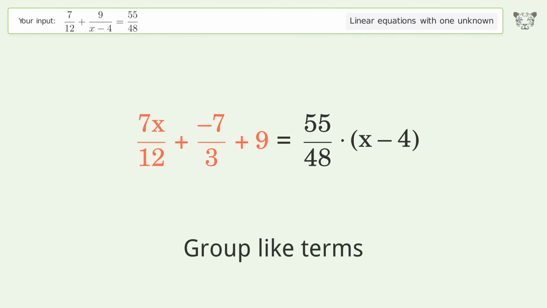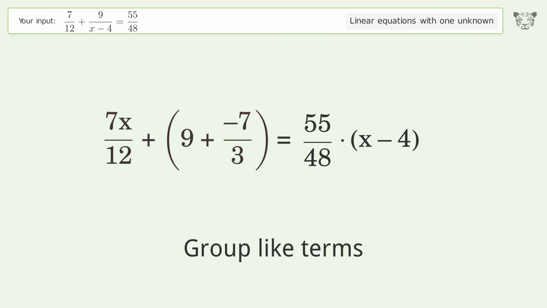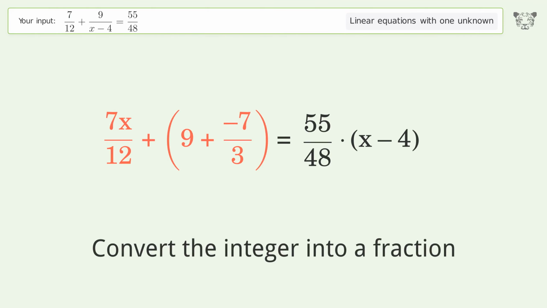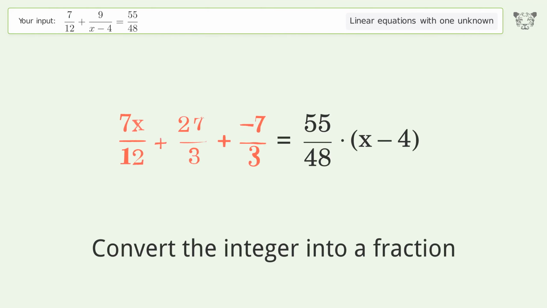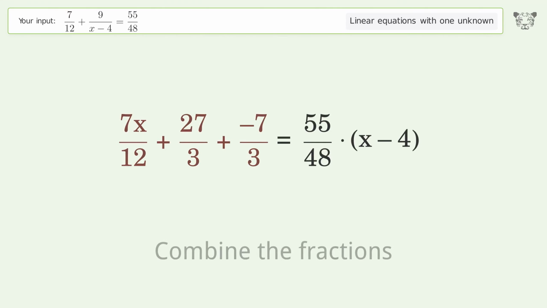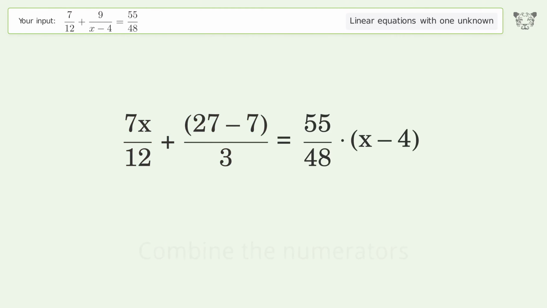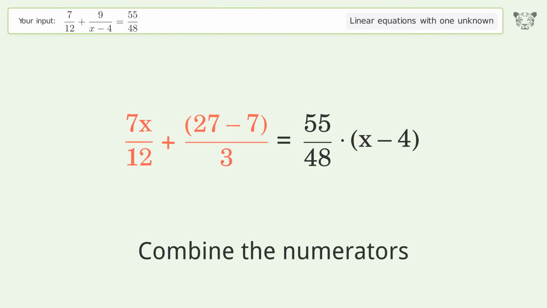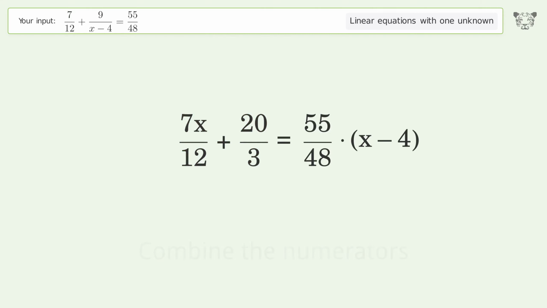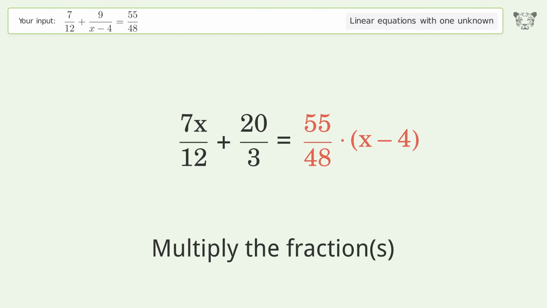Group like terms. Convert the integer into a fraction. Combine the fractions. Combine the numerators. Multiply the fractions.